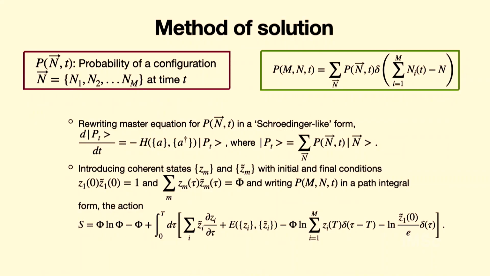Okay, this is just a brief slide about the method of solution that we have. We wrote a master equation for this quantity P of vector n comma t, which is just the probability of a certain configuration n in time t. From there, we could write P of m and t, which is our quantity of interest, in terms of this P of n comma t, and rewrite it in a Schrodinger-like form, which has a Hamiltonian-like term coming in. We could exponentiate it and write it in a path integral form so that we could extract an action out of it. That action, after some algebra, and some scaling also, becomes the rate function.